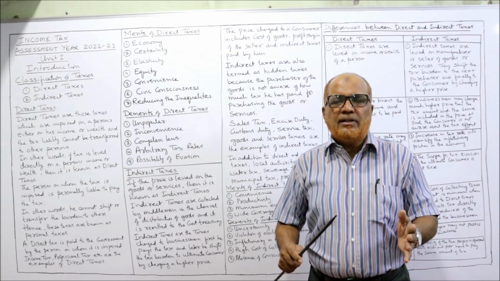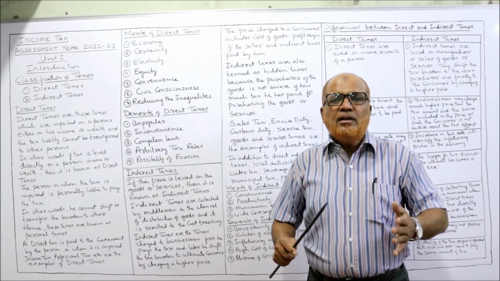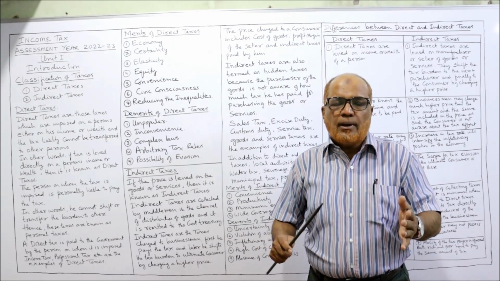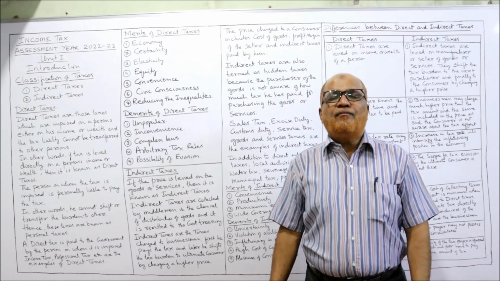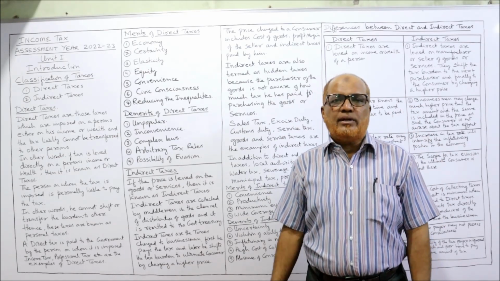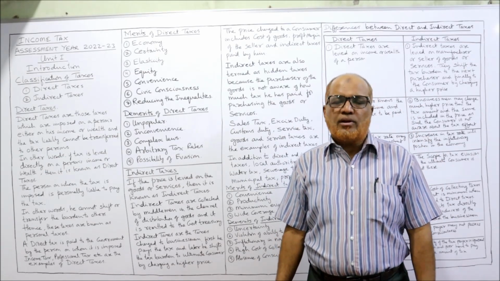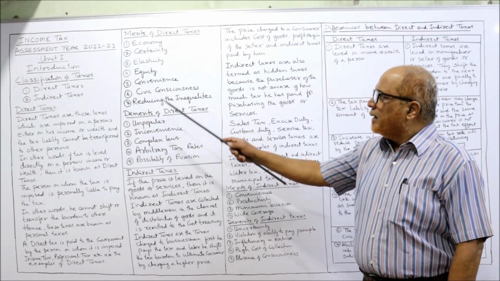Only rich people have to pay the tax. So in this way, it is equity. That means the direct taxes will satisfy the function of tax, that is equity. More tax on rich people, less tax on poor people.